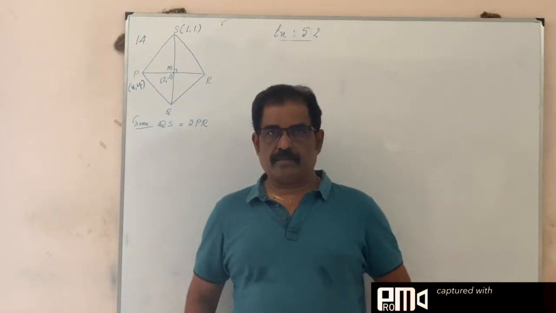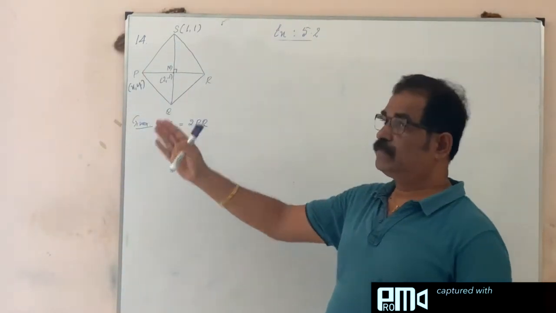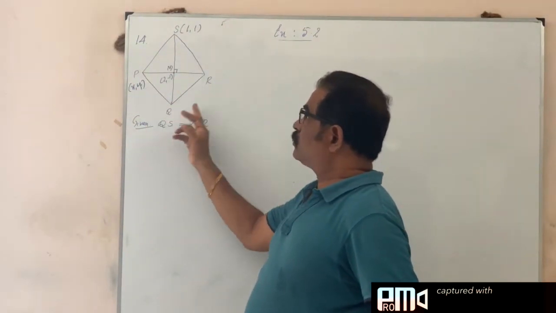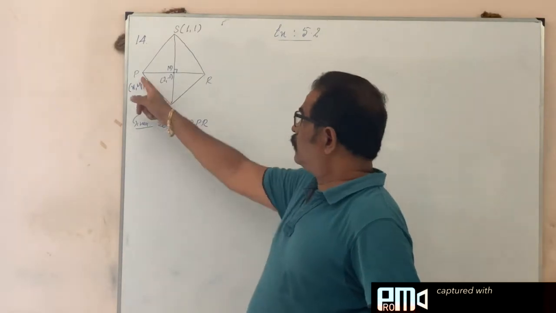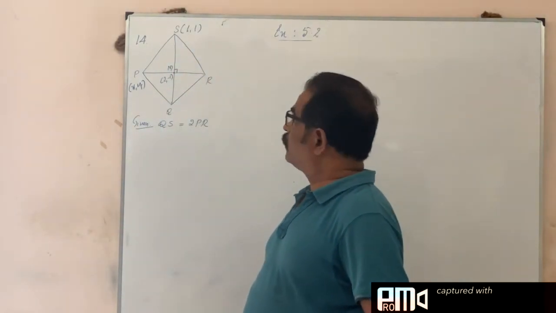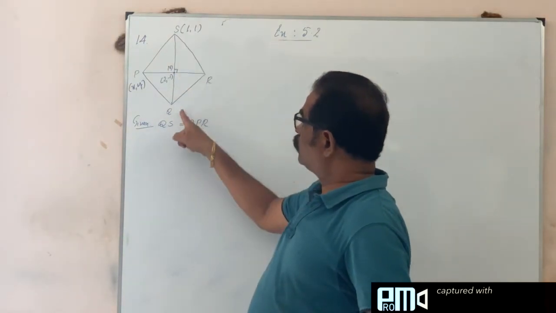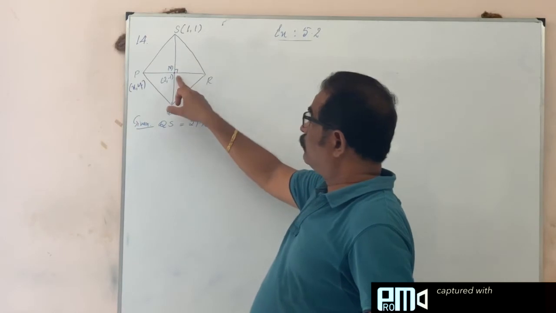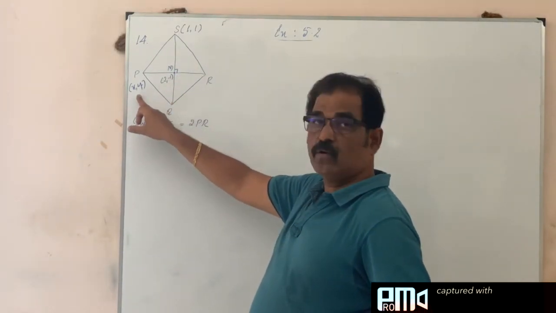Good morning, dear students. Exercise 5.2, question number 14. PQRS is a rhombus. Diagonals PR and QS intersect at M. It is given that QS is equal to 2 times PR, and S is (1, 1) and M is (2, -1). Find the coordinates of P.